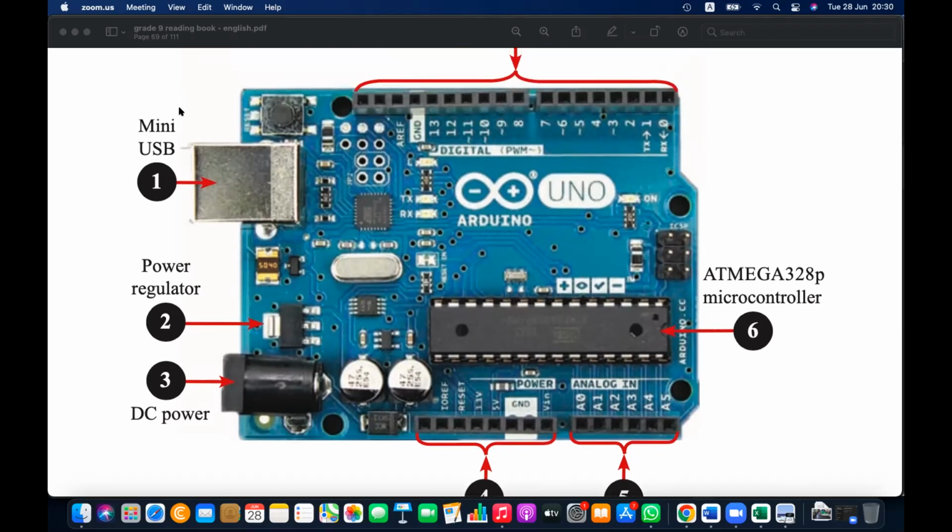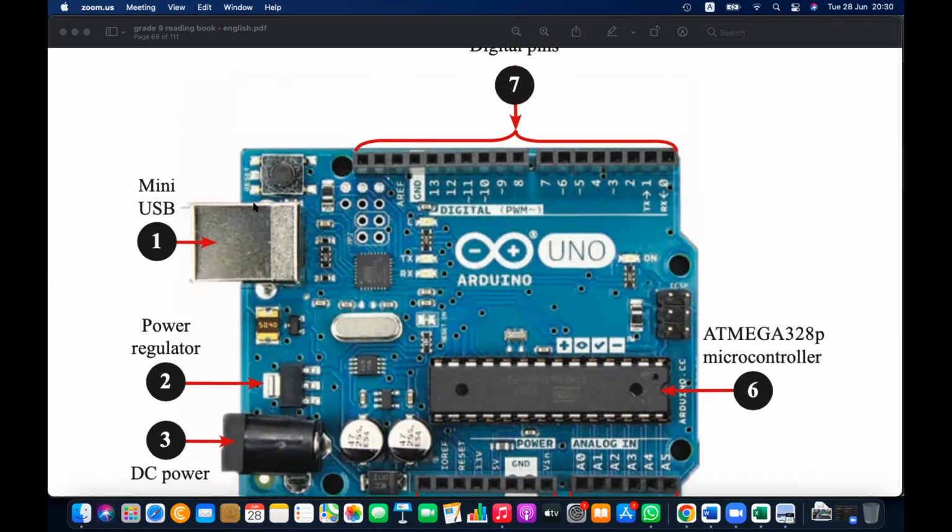And then you have USB, that is to send the code, that is to upload the code, and not just that, USB can provide power as well. So both purposes USB is provided.